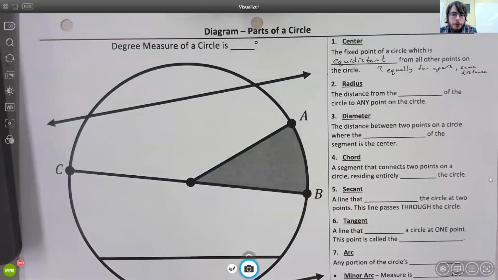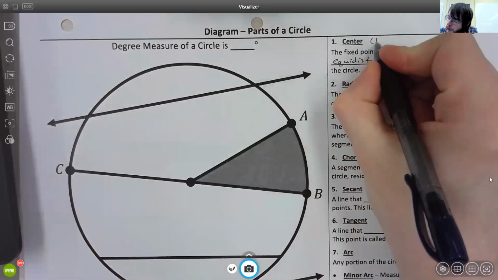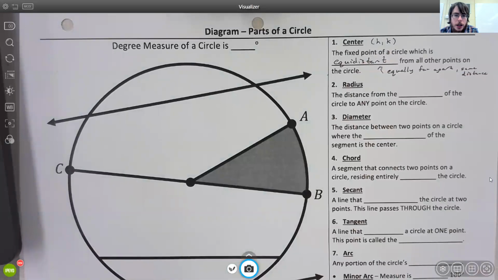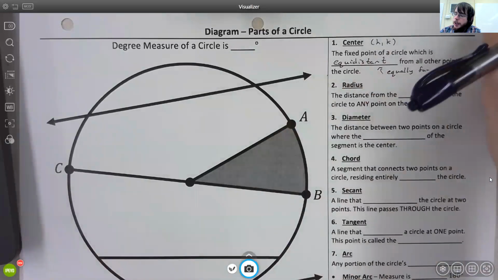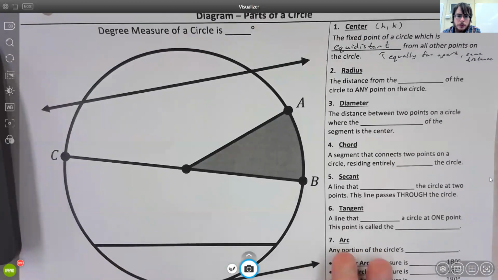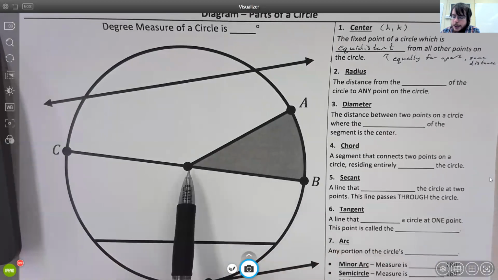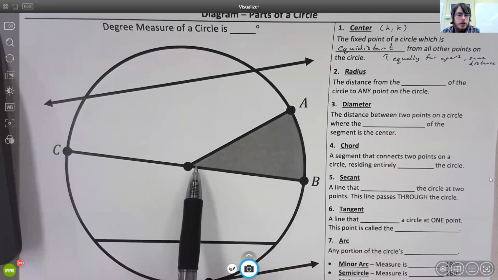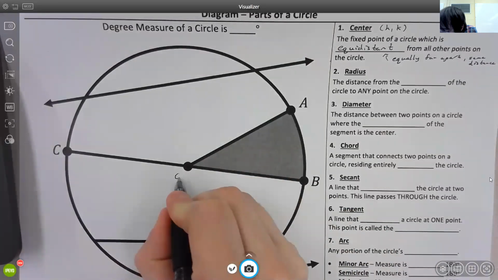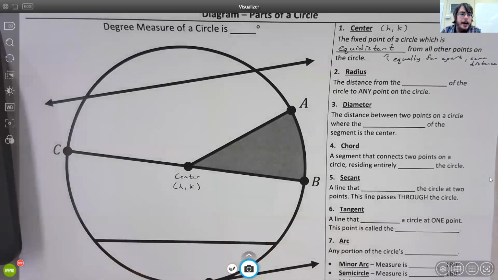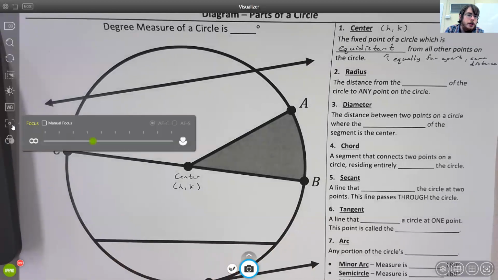And if you also remember, our center was labeled with an ordered pair (h, k) when we did our equations. So if we look here in the diagram and we label what is the center, we see here that we have a center point here. And so we'll label that center, and you can label it with (h, k) as well.